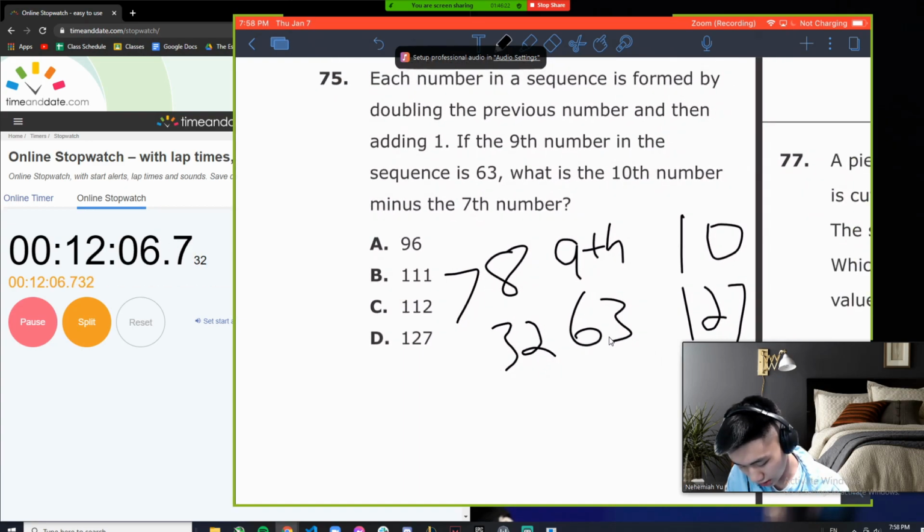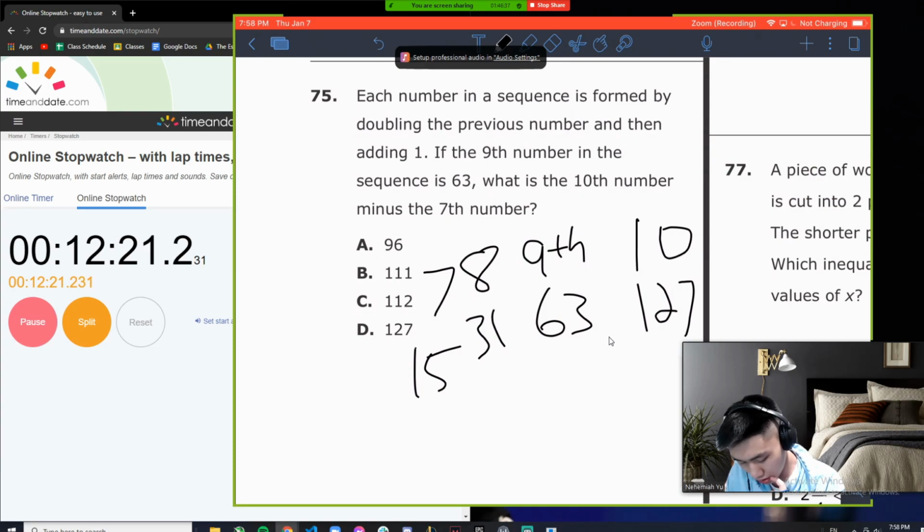And then you subtract... Wait, you subtract... Oh, sorry. 31. And this is 15. So 127 minus 15 is 112.